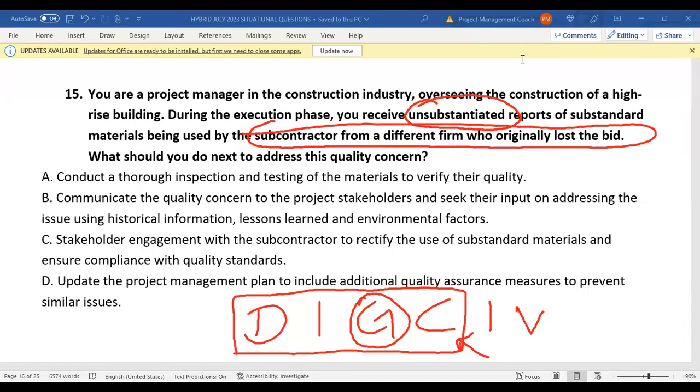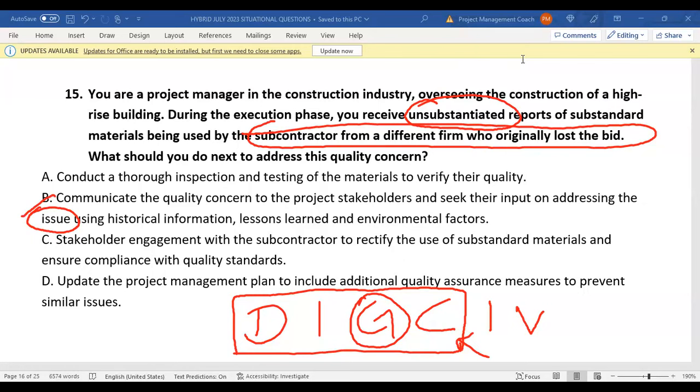B says, communicate the quality concern to project stakeholders and seek their input on addressing the issue using historical information, lessons learned, and environmental factors. Now that sounds smart, but it says it's an issue. We actually don't know that. So this is not substantiated. We're going to cancel that because you don't want to tell stakeholders what is not substantiated. You don't know. You've got no evidence.